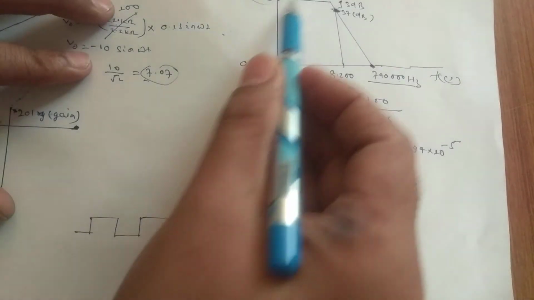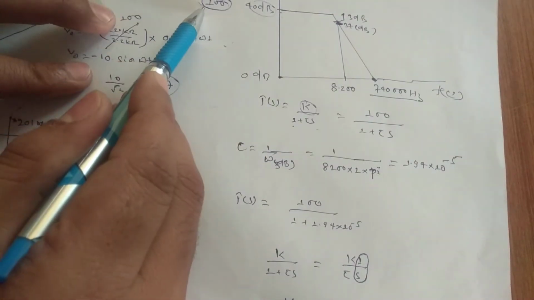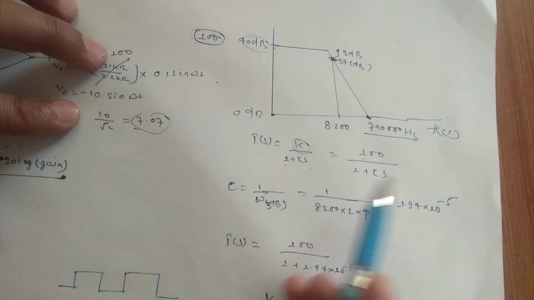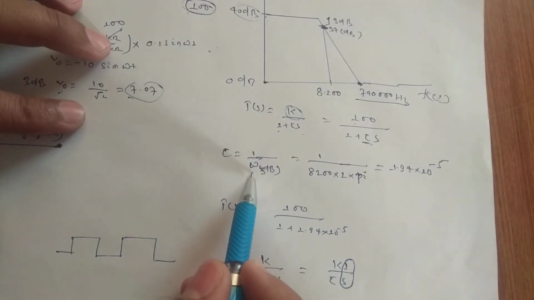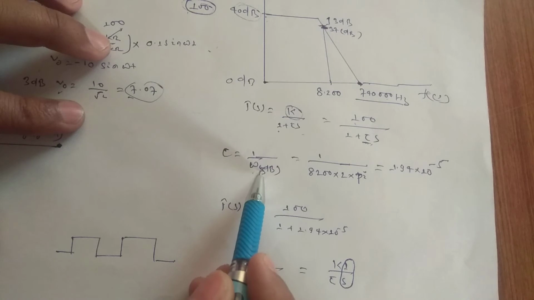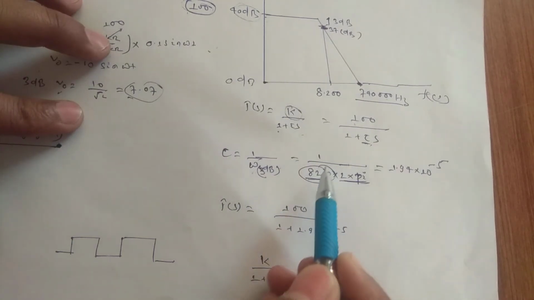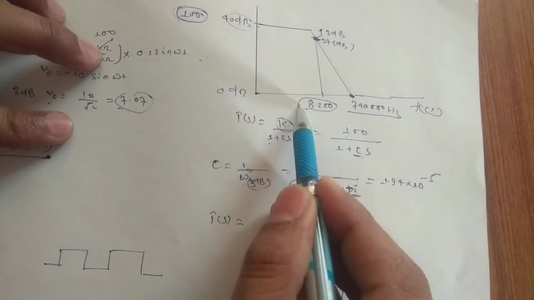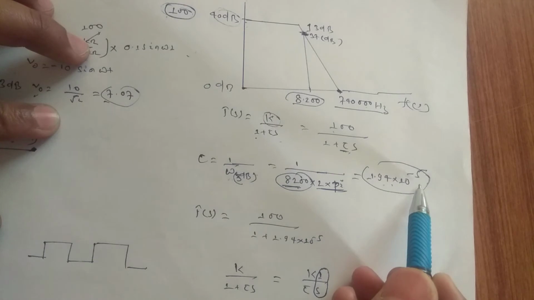Now this resembles K by 1 plus tau s. Now how to calculate K? The gain is 100, so I have taken 100 by 1 plus tau s. What is that tau? Tau is nothing but 1 by omega at 3 dB. What is omega at 3 dB? This is nothing but 2 pi into the frequency at 3 dB. Frequency at 3 dB is 8200. Now if I calculate the tau, I got 1.94 into 10 to the power minus 5.